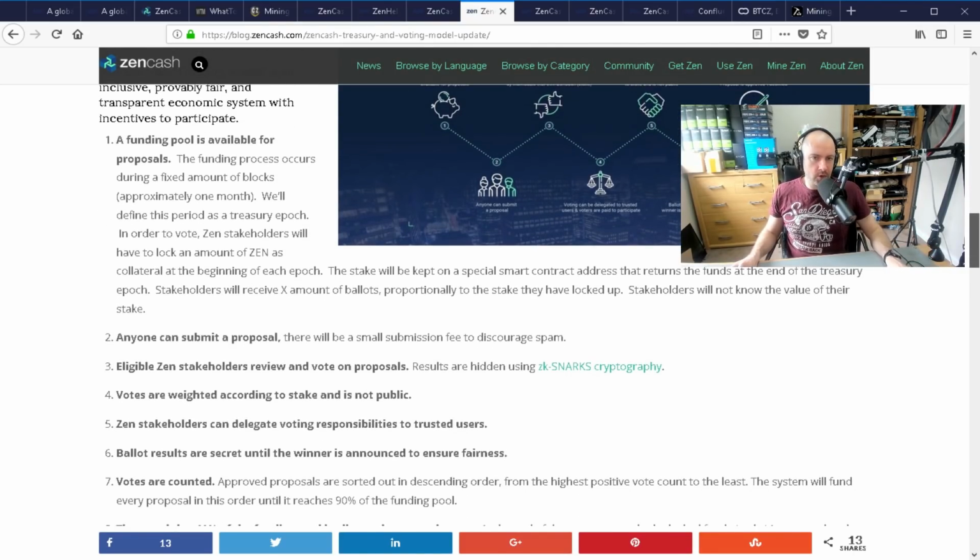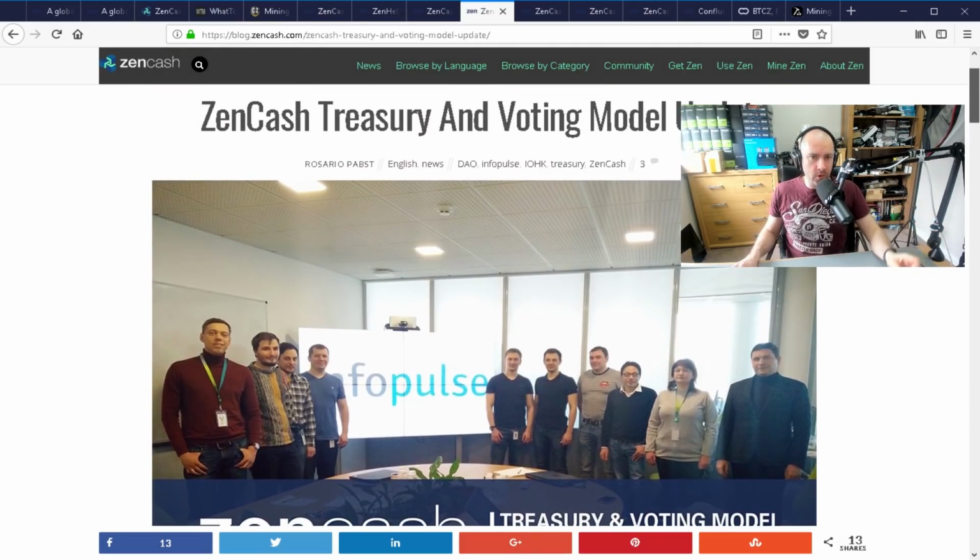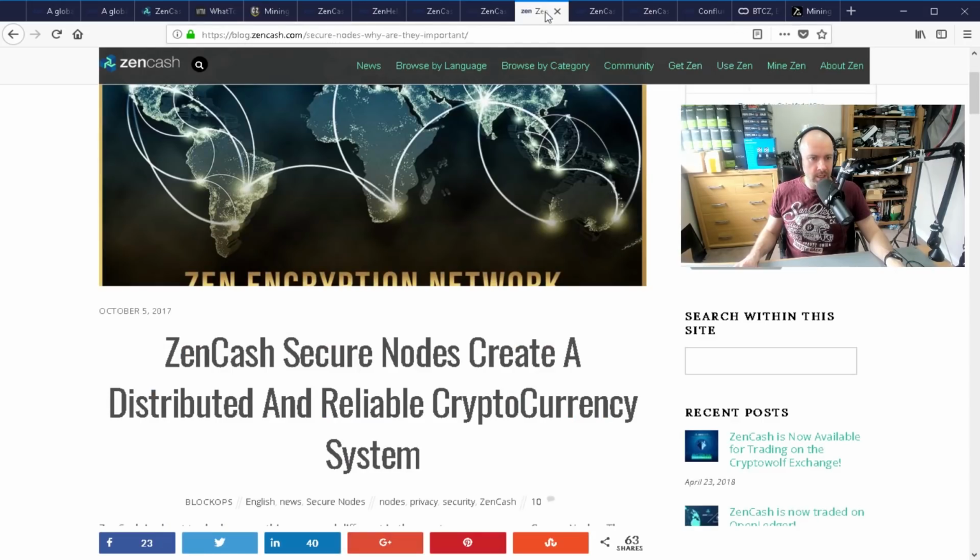This is really, really good. This is great to see. They're really giving a lot of power to the voters, a lot of power to people that get involved in ZenCash, miners, investors. They're allowing them to vote for proposals and to give them a stake in the coin and help them guide where the coin goes. So that's really cool to see.